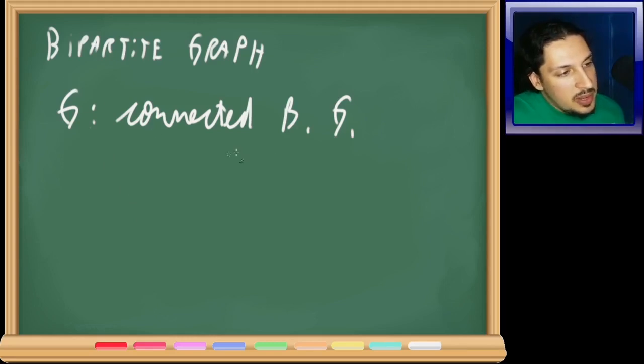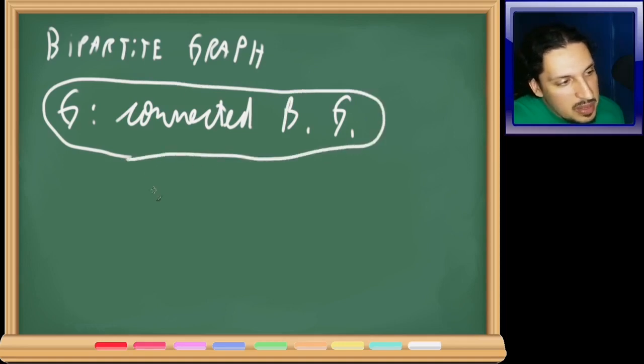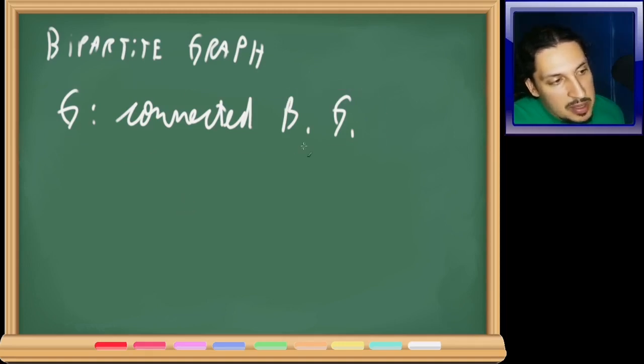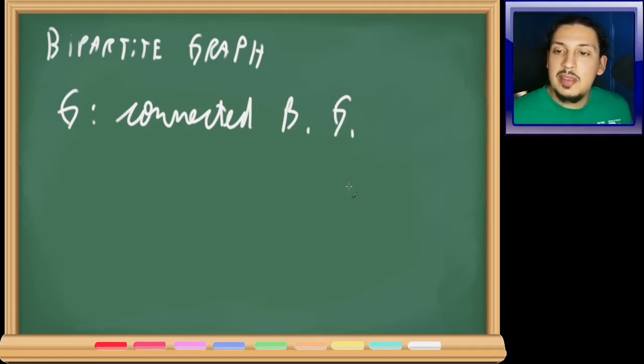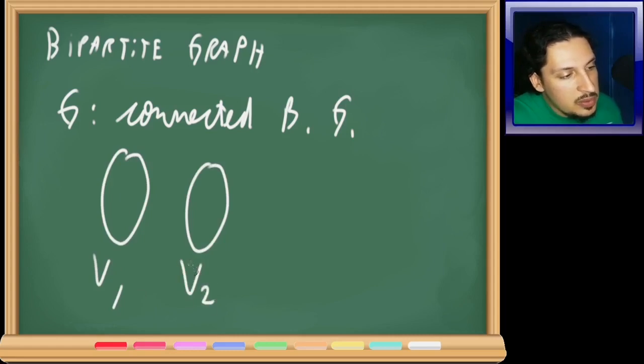We have a connected bipartite graph, G. What does having a bipartite graph mean? It means that its vertices can be split into two sets, V1 and V2, and all edges cross in between. There are no edges inside a set. That is completely forbidden.